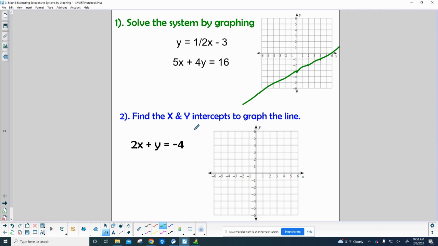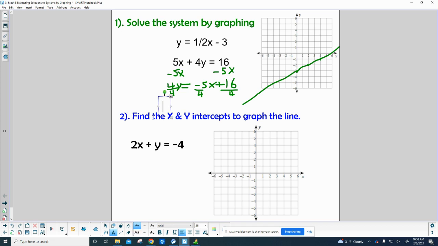So the next one, we have 5x plus 4y equals 16. We're going to need to solve for y on this one. So minus 5x from both sides. So when we write that out, then we're going to have 4y equals minus 5x plus 16. And then we divide both sides, or everything, by 4, like that.